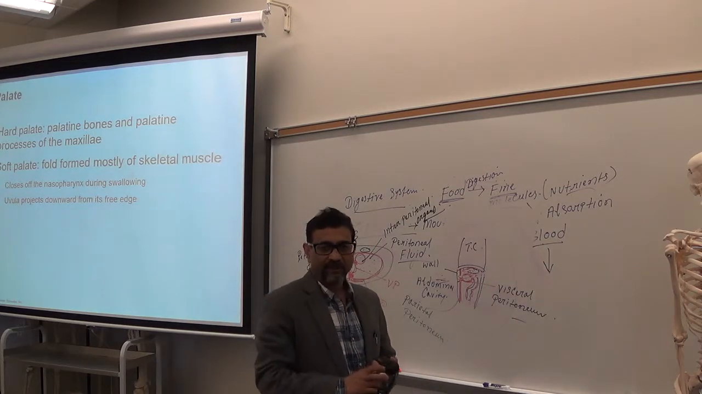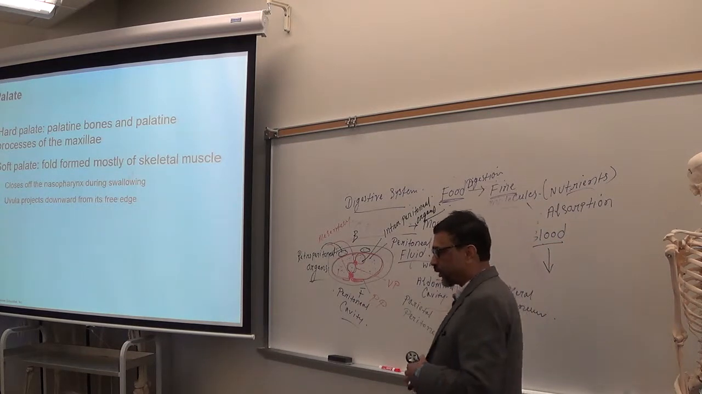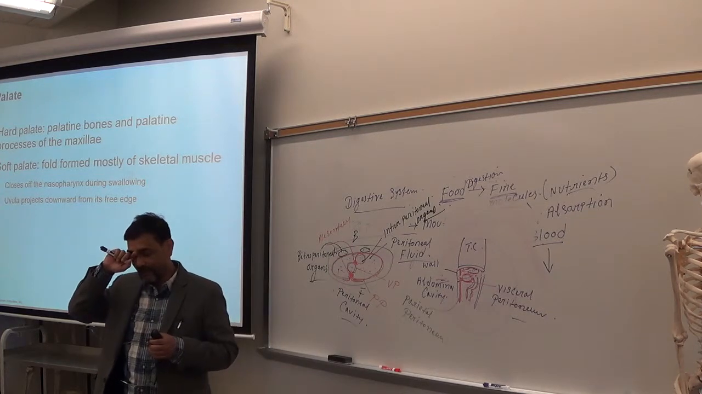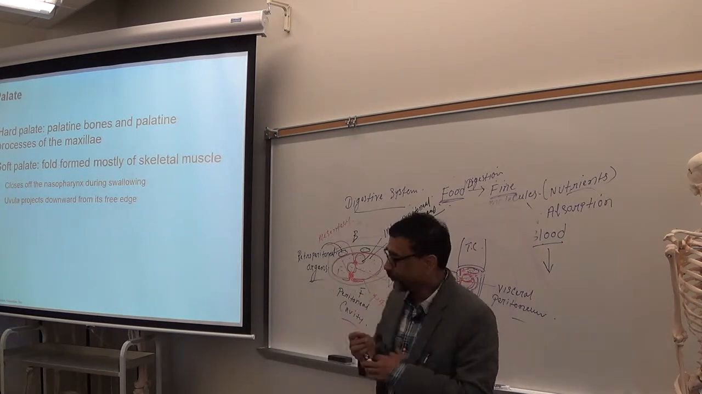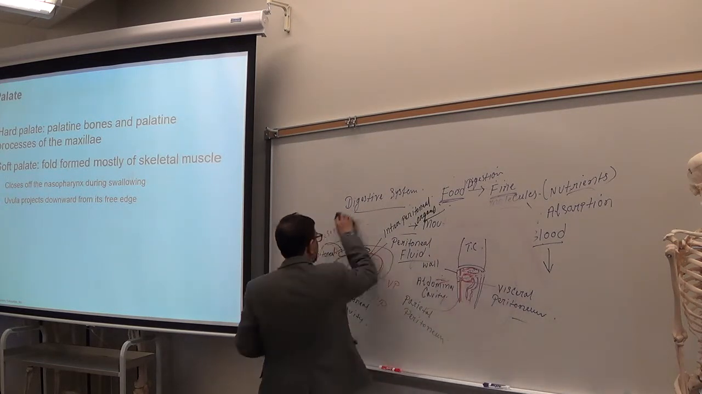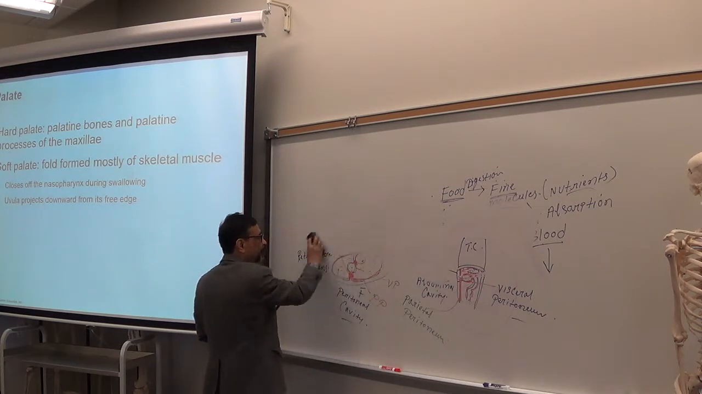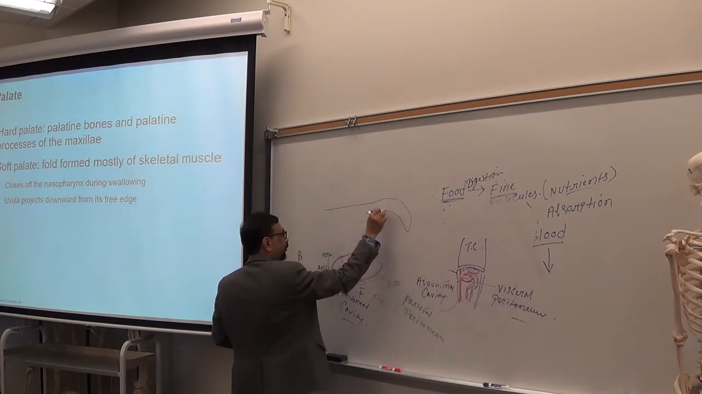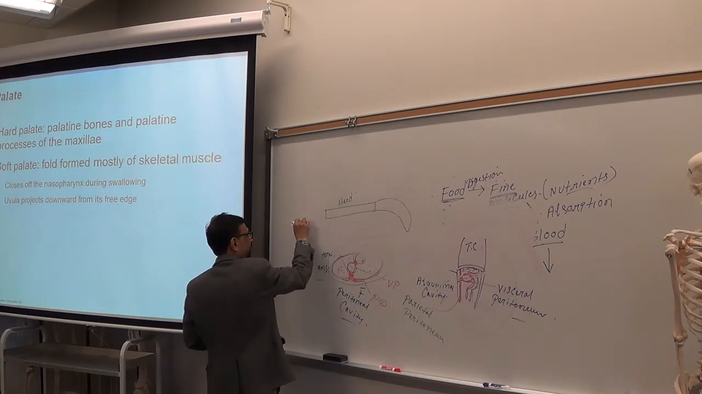Palate. The palate has two parts. The hard part, or bony part, is the hard palate. The soft part, which is a skeletal muscle structure, is called the soft palate. Now, the hard palate is the bony part formed by two bones. So if this is the palate, this is the hard part, this is the front, this is the back.